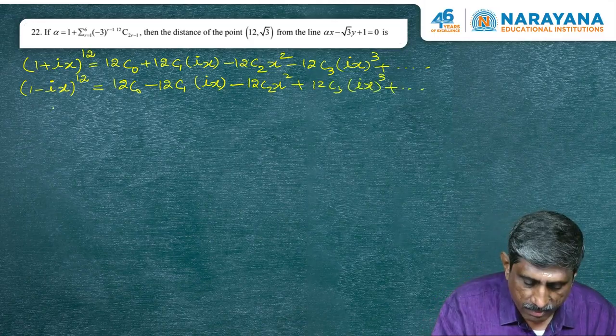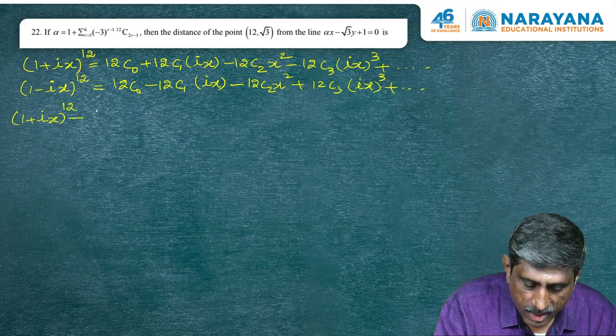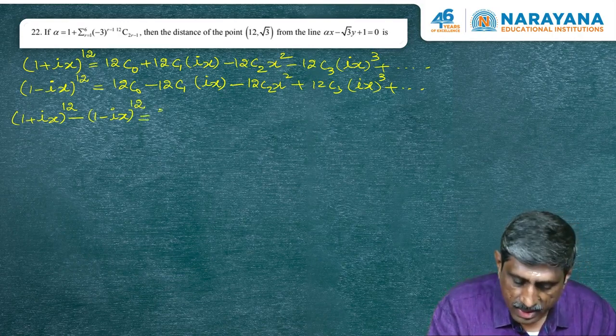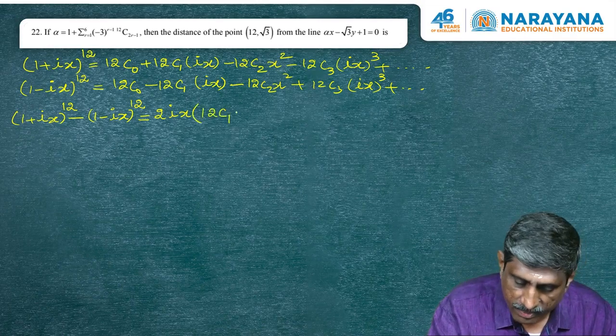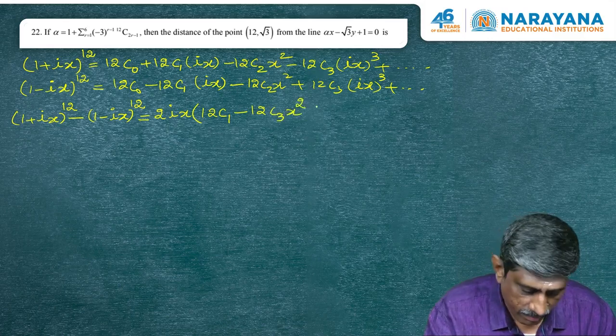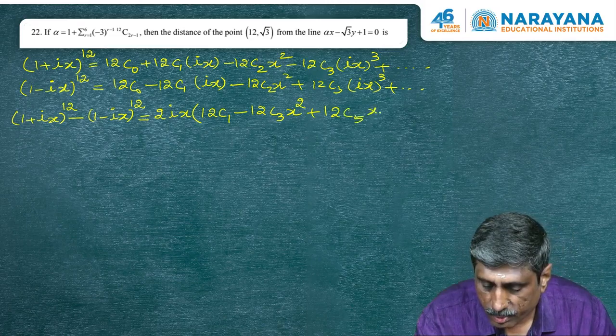When you add both of them or when you subtract both of them, it is 1 plus ix whole to the power of 12 minus 1 minus ix whole to the power of 12 is equal to, we clearly understand that 2 times of ix, if you take it common, it is going to be 12c1 minus 12c3 into x square plus 12c5 into x to the power of 4, minus and so on.